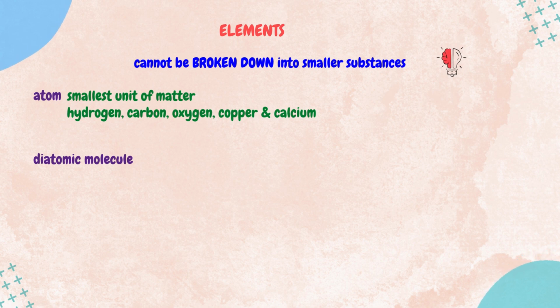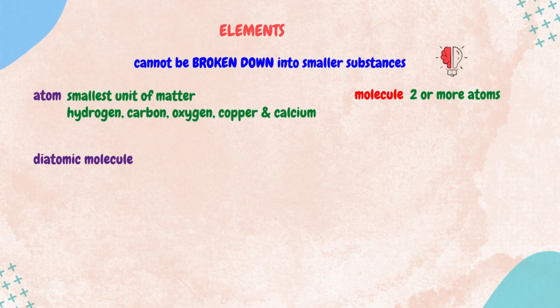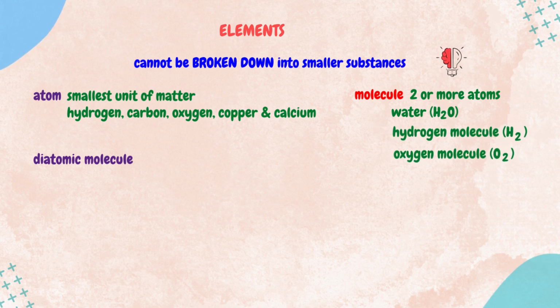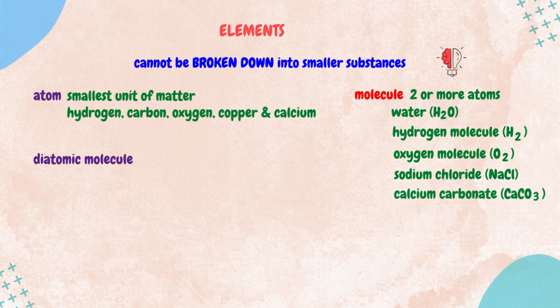When atoms get cozy, they bond into molecules. A molecule is a group of two or more atoms chemically bonded together. Some examples of molecules include water, hydrogen molecule, oxygen molecule, sodium chloride, and calcium carbonate.